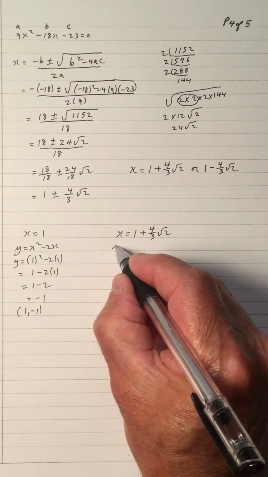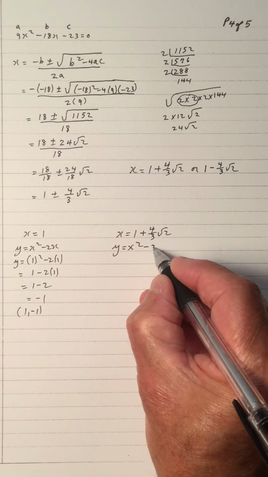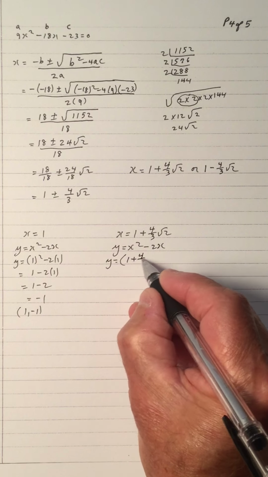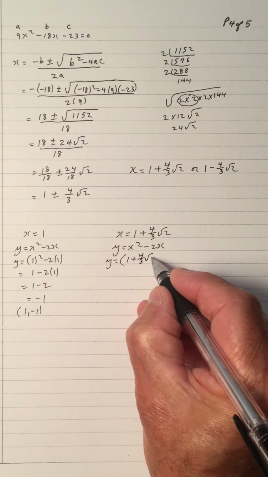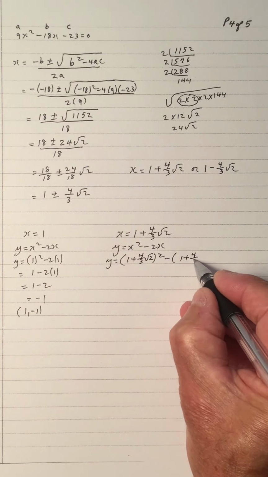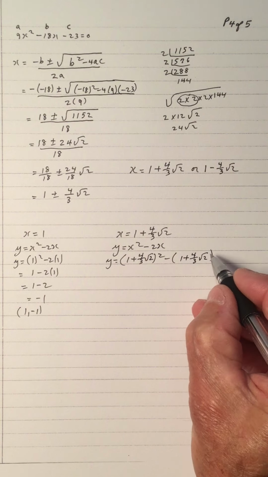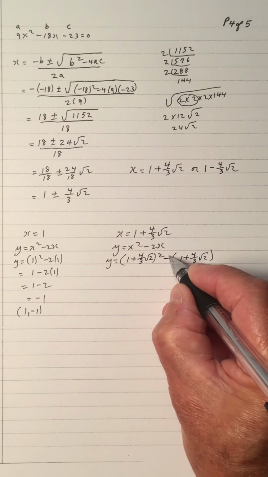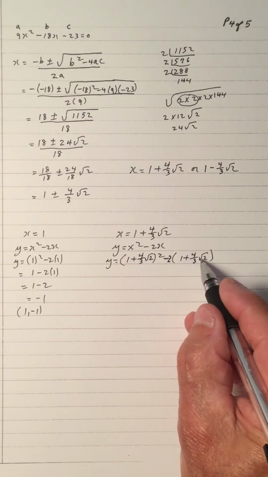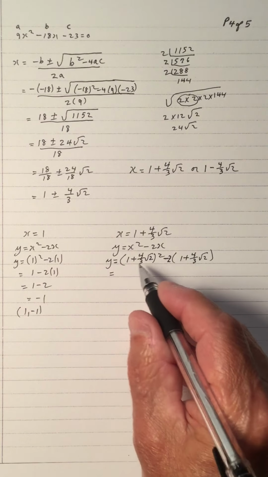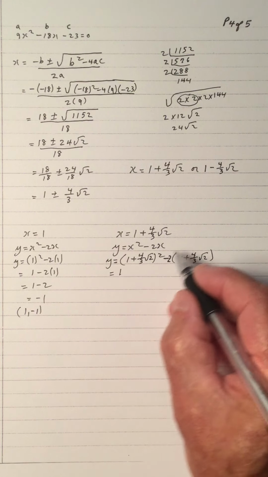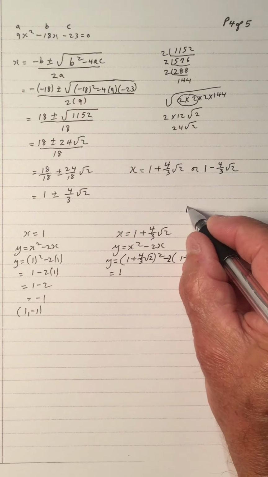So let's write down the equation of the parabola and sub that value of x in. So x is 1 plus 4 over 3 root 2, squared. Oh, I forgot. Let's put the 2 in front of there. So x squared, there it is, negative 2 times this. So let's take our time. Now we're going to square this binomial here. So 1 times 1 is 1.